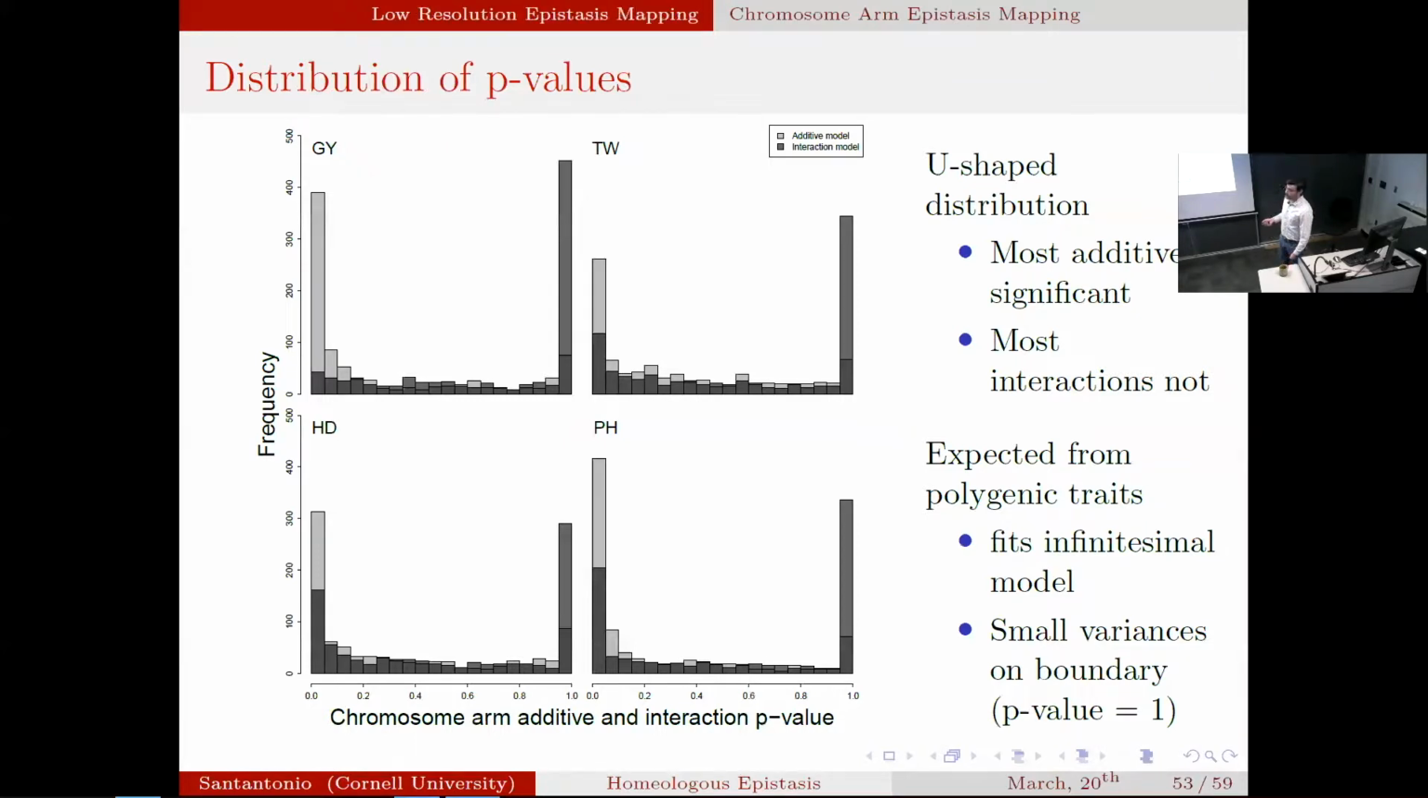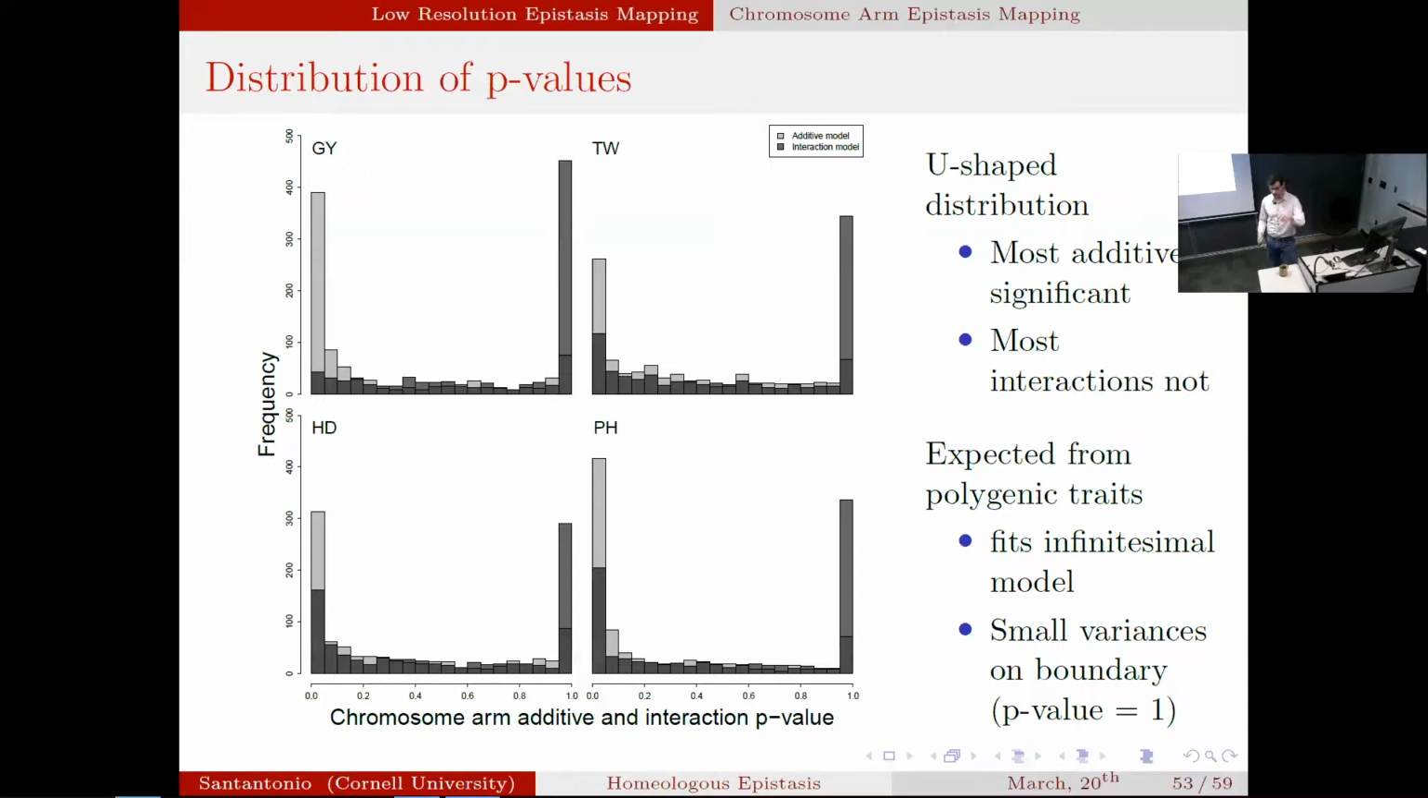Essentially we can plot the p-values, and here in light gray is the additive p-value. So is the additive effect significant? And in dark gray, is the interaction effect significant? You'll notice that these would be considered significant over here. These are not. These are essentially a p-value of 1. And you'll notice for these 4 traits, most of the chromosome arms have a significant additive effect, which makes sense. That's what we expect. We expect large pieces of chromatin to have effects on a phenotype. But you'll notice most of the interactions are not significant, which is good because we don't expect all of these things to be interacting with each other necessarily.